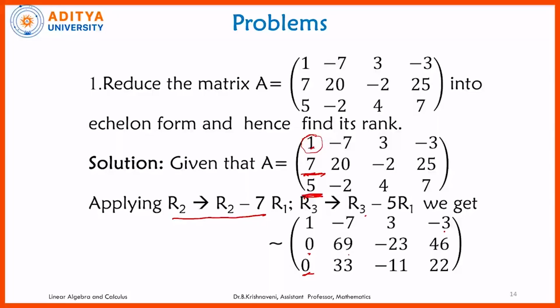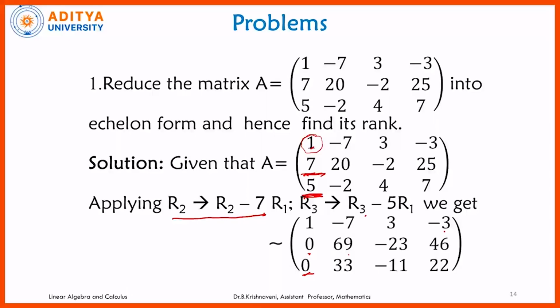Next, R2 minus 7R1 we have to do here. That is 20, minus is plus, 7 sevens are 49. So 20 plus 49 is equal to 69. Again, you need to apply the same operation to the entire row: minus 2 minus 7 threes, 21, that is equal to minus 23. 25 minus 7 into 3 is equal to 46. That is the second row.